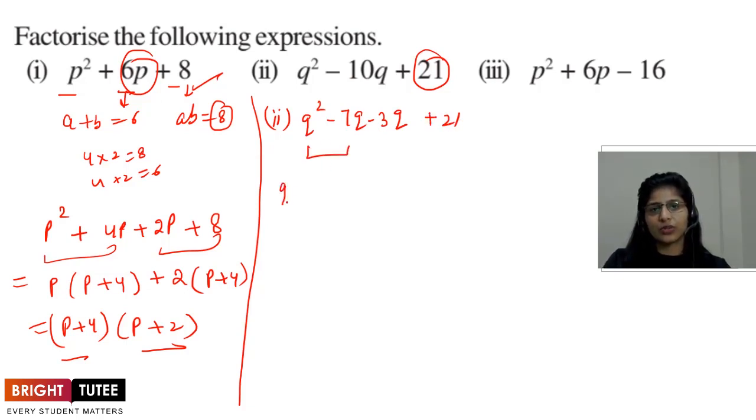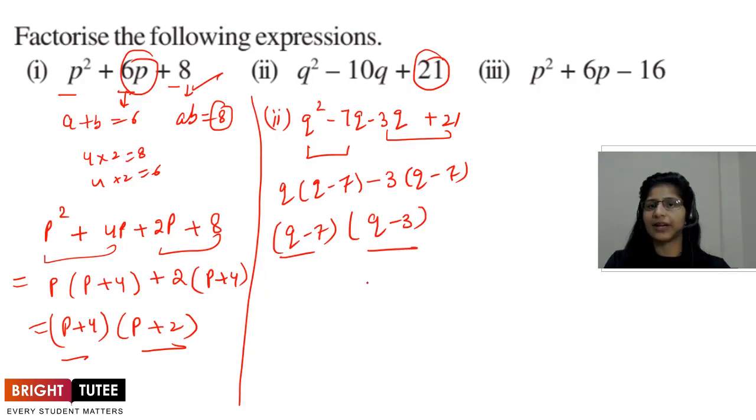So of these two, q is common. We get q minus 7. Minus of these two, minus 3 is common, q minus 7. So q minus 7 is completely common in the complete expression and q minus 3 we are left with. So these are the two factors for this. Clear? Okay, now thinking about the third one, that is p square plus 6p minus 16.